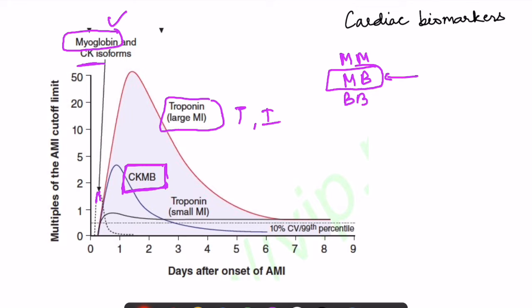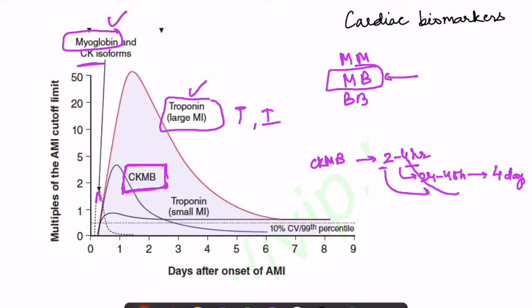But for the heart, we are more bothered mainly about the troponin. Troponin is the most sensitive and specific marker for myocardial infarction, okay? So this CKMB starts rising between 2 to 4 hours, peaks in 24 to 48 hours, and returns in 4 days, okay? Easy to remember: 2 to 4, make it 24 to 48, and this 4, you make it 4 days. So just remember this 2 to 4 hours for CKMB. It peaks in 24 to 48 hours and comes back to normal in 4 days.